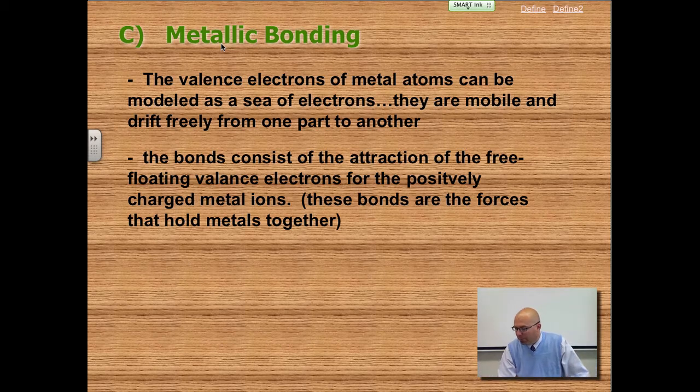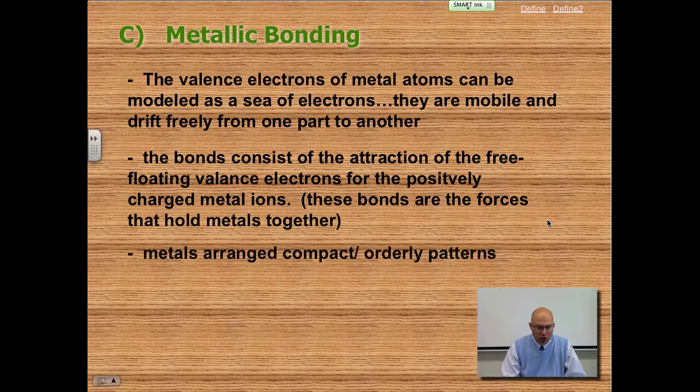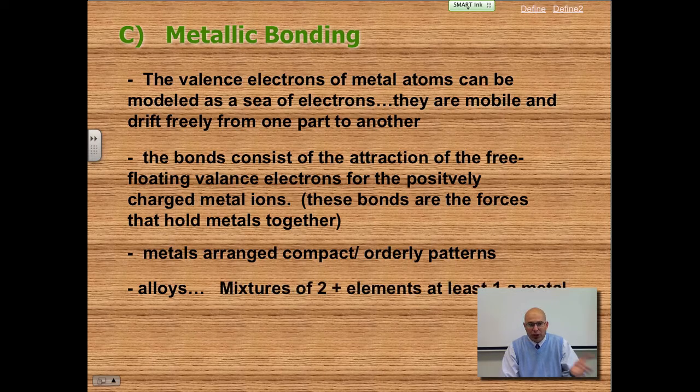I do want to go a little bit further. They're always arranged in these compact, orderly patterns. You've seen me talking about that. And also the term alloys. Alloys are when more than one metal get together to form a mixture. And so it's a mixture of 2 or more elements, at least 1 metal, usually 2 metals.